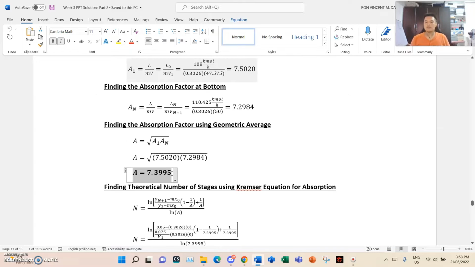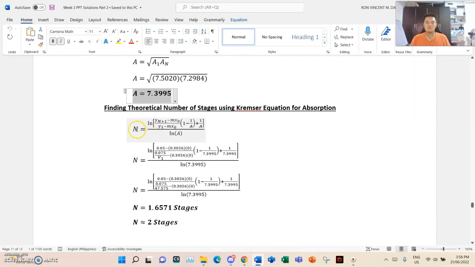Then, in order to find the theoretical number of stages for absorption columns, I would use the Kremser equation for absorption. The Kremser equation is an analytical shortcut solution in order to find the number of stages without too much effort. So, using the Kremser equation and substituting all values that I have recently calculated, I discovered that the amount of stages needed is 1.6571 stages.